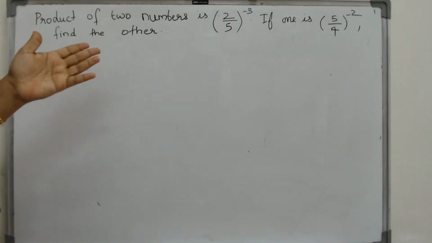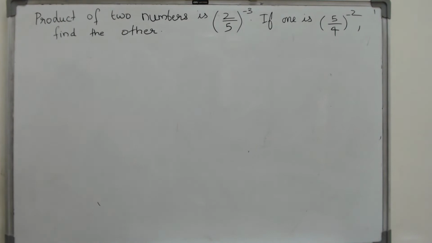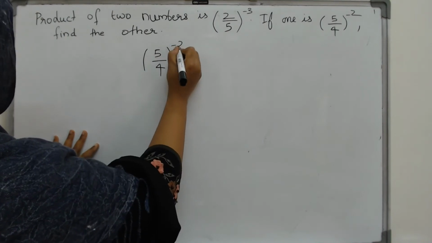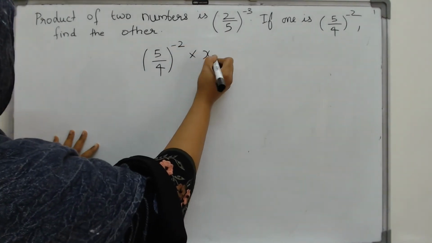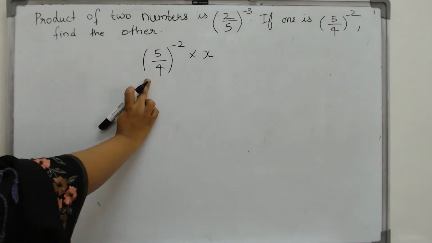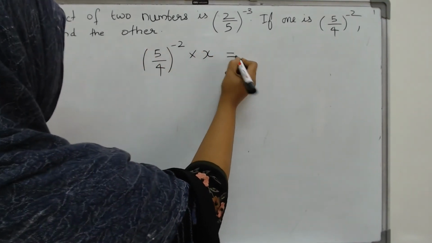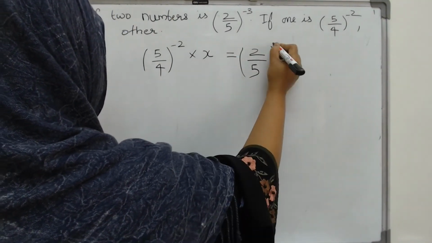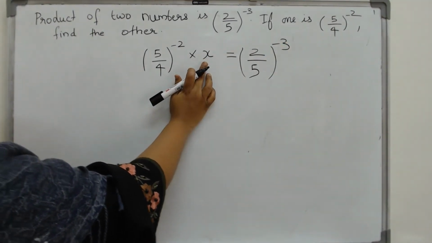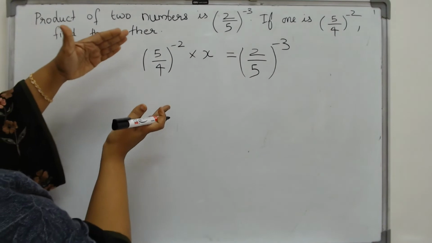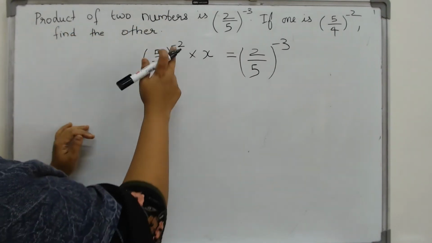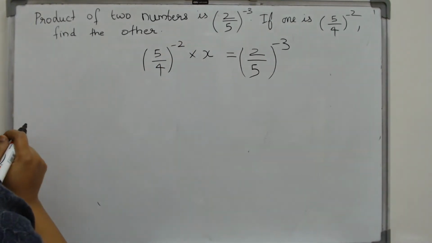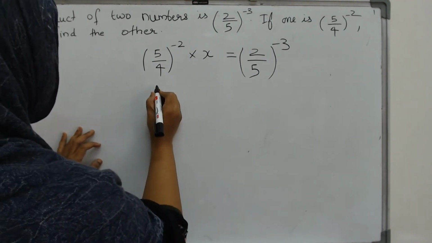So product of two numbers is 2 by 5 raised to minus 3. One of them is 5 by 4 raised to minus 2. So let that number be x. So one number is 5 by 4 raised to minus 2 multiplied with x should give this. So we need to find what this x is. So how do we open the bracket? All we have to do is find its reciprocal. That will change this exponent into negative. Actually, I don't think we have to do that. We will just continue the usual way.